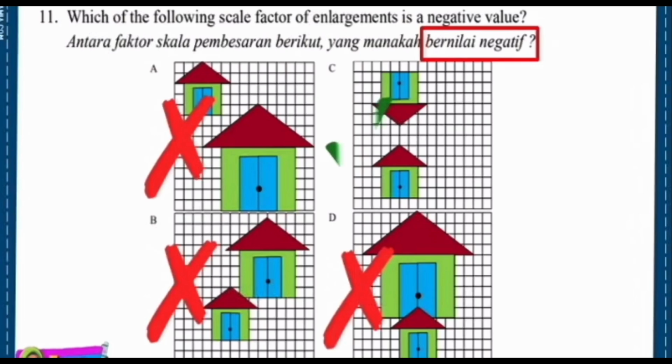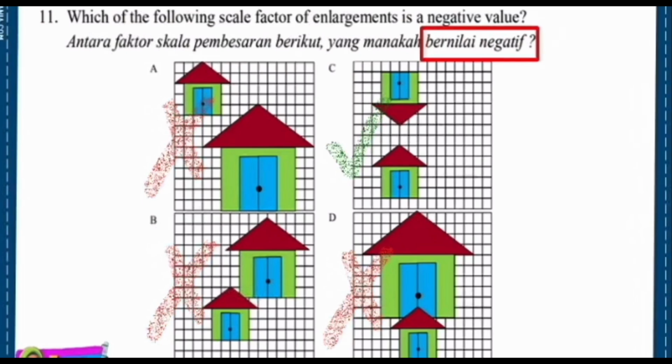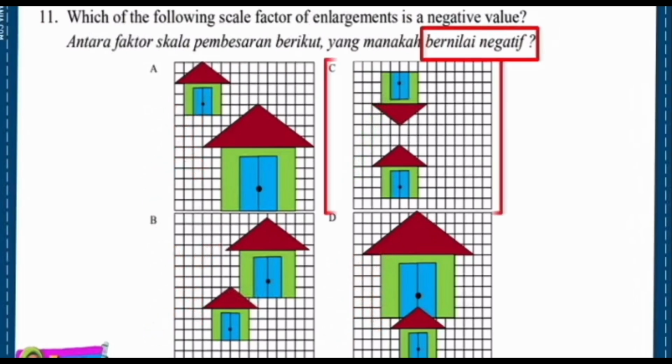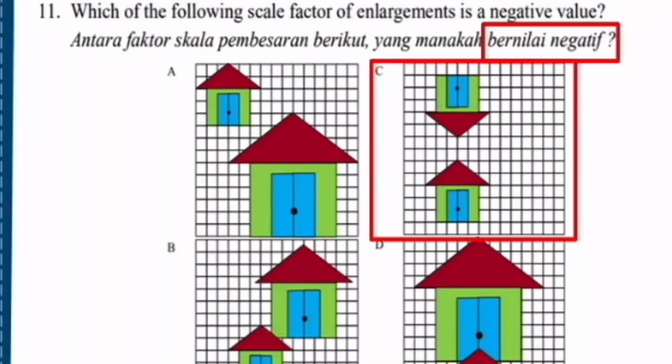And then how about the next one? Yes, B also positive. This one you can see upside down, the C, right? Object and image upside down. When object and image are upside down, the scale factor is a negative value. If object and image are up and up or down and down, then it's positive, or one up one down, it will be negative.